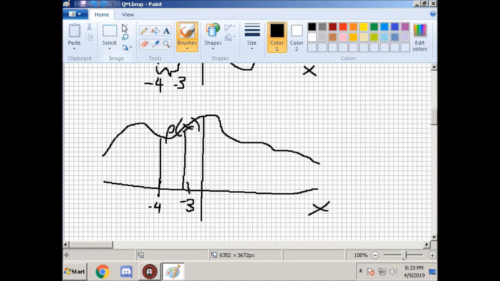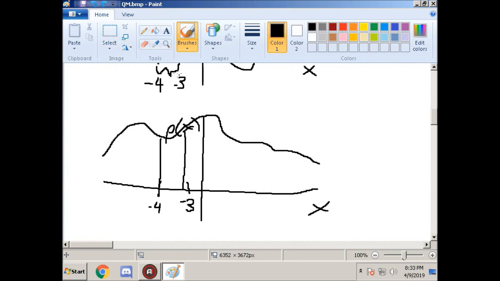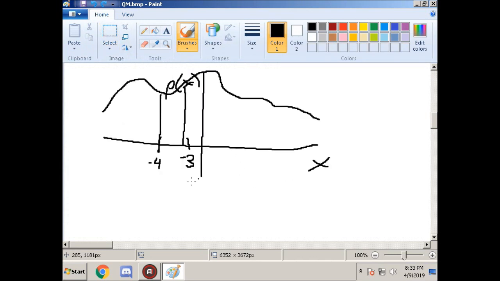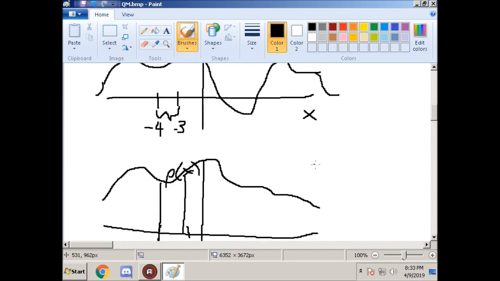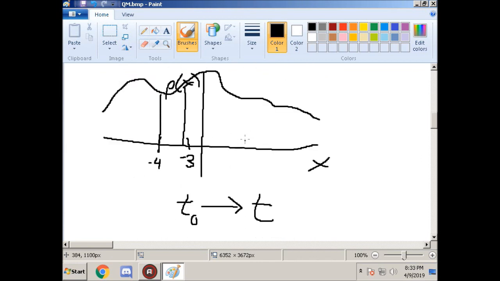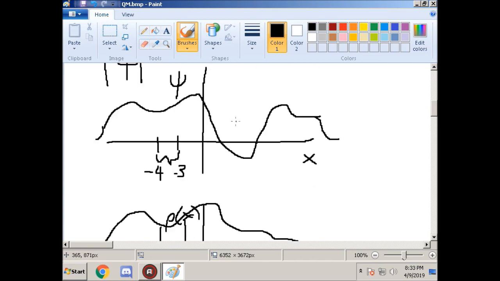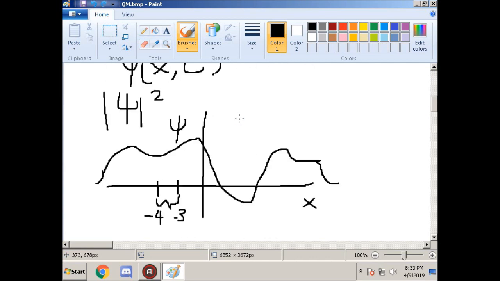Now, of course, this is only valid for a certain time t0. Because if we let our time evolve from t0 to some other time t, then the wave function might look much different from this, and we might not get the same probability of finding it from -4 to -3, because it might have moved away or something. So anyway, that's the basic idea.